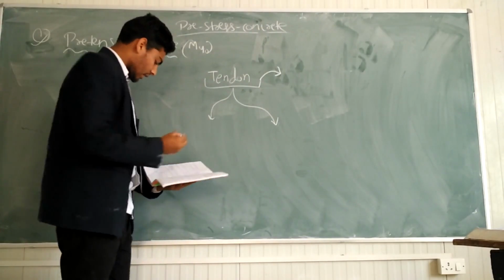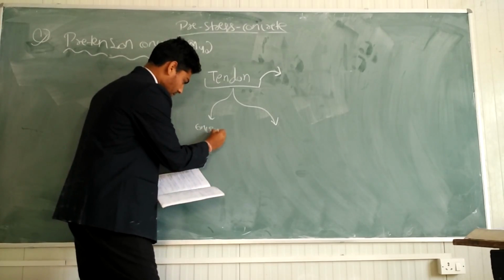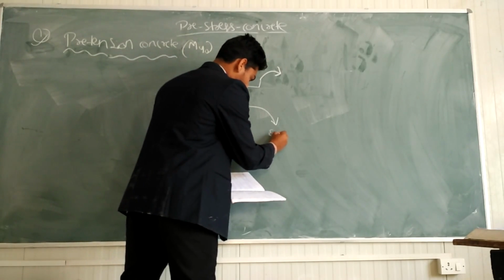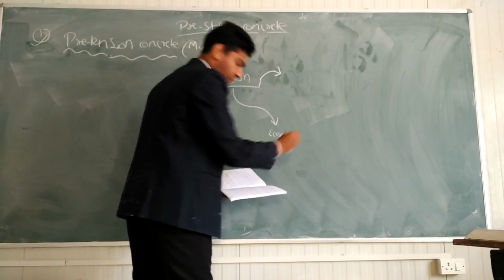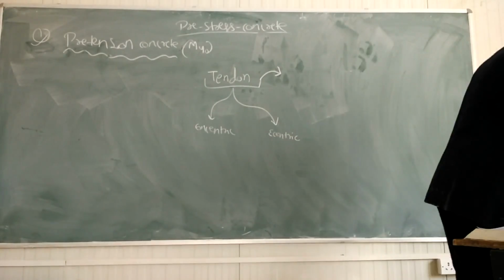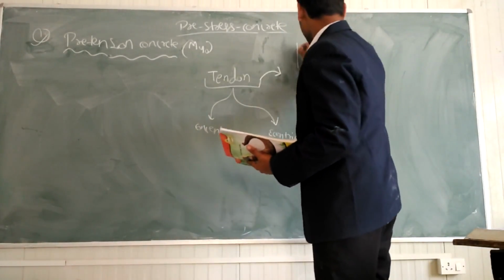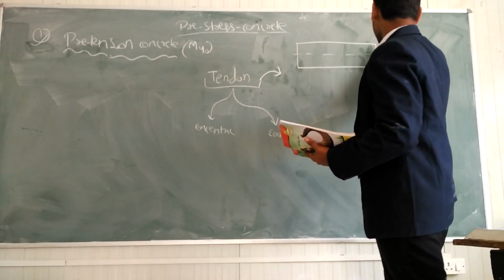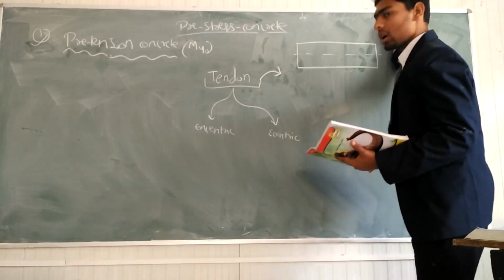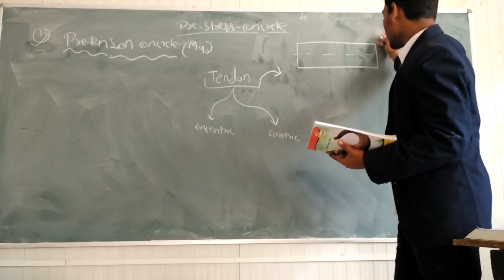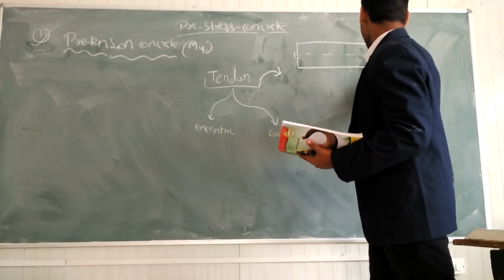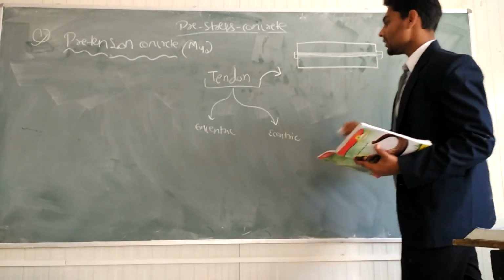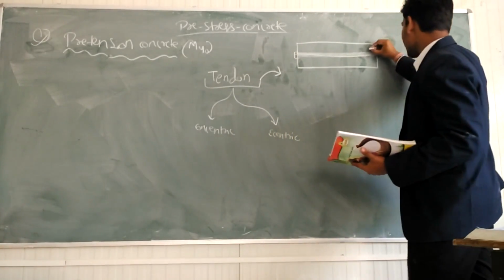The first one is the concentric tendon, and the second one is the eccentric tendon. Concentric tendons are those in which, suppose this is the structure of a beam and this is the neutral axis, as it is simply for the RCC. If we provide any tendon, meaning the bunch of wire, in the neutral axis, then it is called the concentric tendon. This is the concentric tendon.